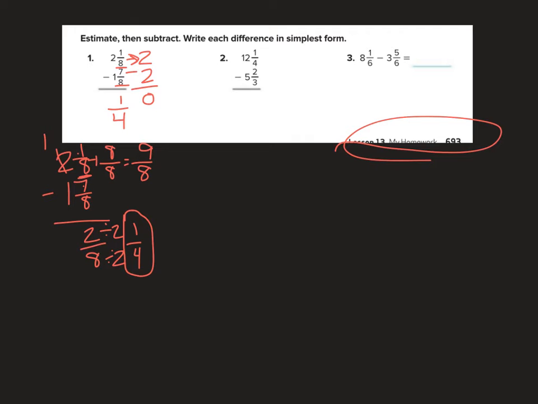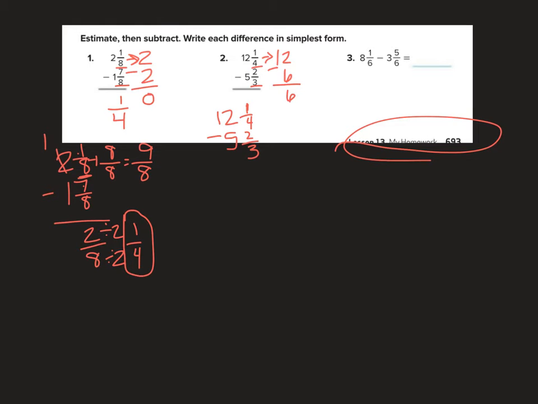All right, let's do an estimation here. 12 minus 6 equals 6. Okay, so our answer should be about 6. This one, no common denominator. So you know what that means. We gotta find one. So I'm gonna rewrite the problem. 12 and 1/4 minus 5 and 2/3. I'm writing it small because we got a lot of work to do here.